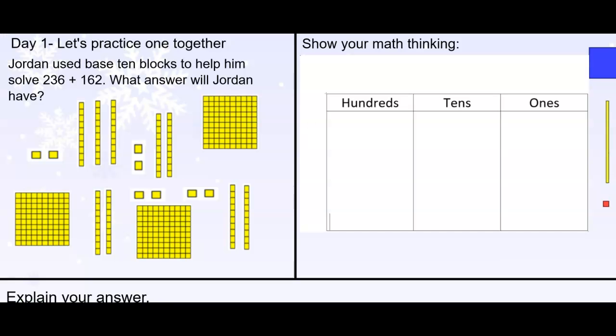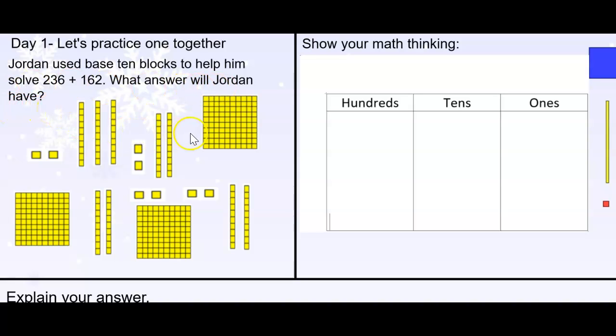Great job. Now look at the problem that we have today. Let's solve this one together. Do you have your pencil and paper ready? Here we go. Jordan used base 10 blocks to help him solve 236 plus 162. What answer will Jordan have?